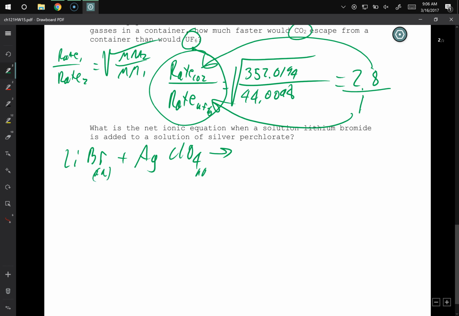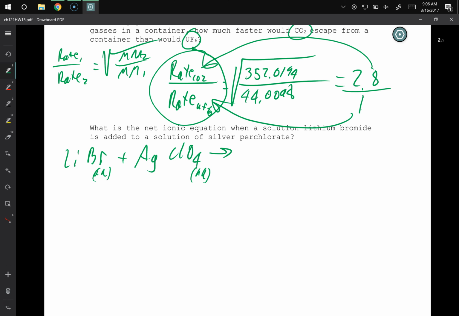How do you know that the first one is aqueous? There's a lithium in the salt, and the lithium that's in this salt is always going to be soluble, plus the bromine also wants to be soluble. How do I know that the silver perchlorate is also soluble? Because it is a salt. The silver doesn't want to be soluble, but the perchlorate does want to be soluble, and the perchlorate rule is above that. So this guy's soluble.